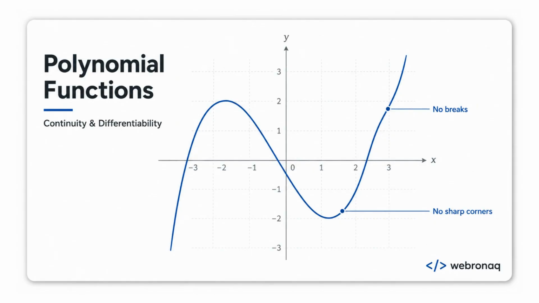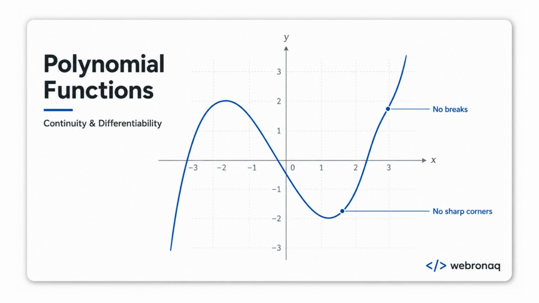They are the best behaved functions in all of calculus, and in this video we are going to prove exactly why that is. We will build up two big ideas, continuity and differentiability, show that every polynomial satisfies both everywhere on the real number line, and reveal the precise relationship between the two. By the end, you will have a solid, rigorous foundation you can use in every calculus course ahead.